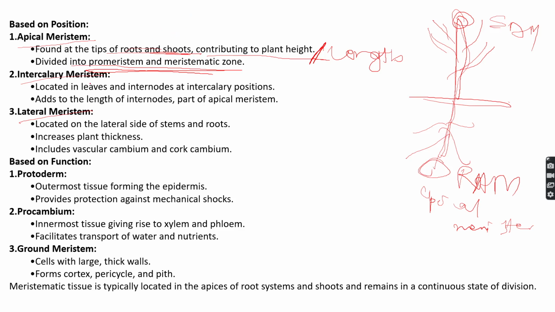Then intercalary meristem is located in leaves and internodes at intercalary position, also adds length to internodes and parts of apical meristem. So this part, the leaf where it is attached to the main stem or branch, this position is for your intercalary meristem.